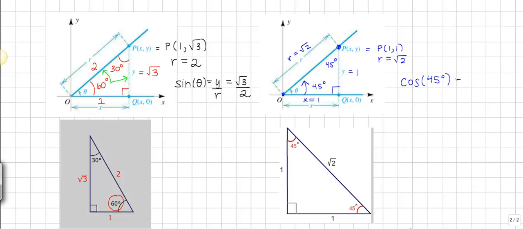by definition has to follow as the x coordinate divided by the length r, and the x coordinate is 1 and the length r is root 2.